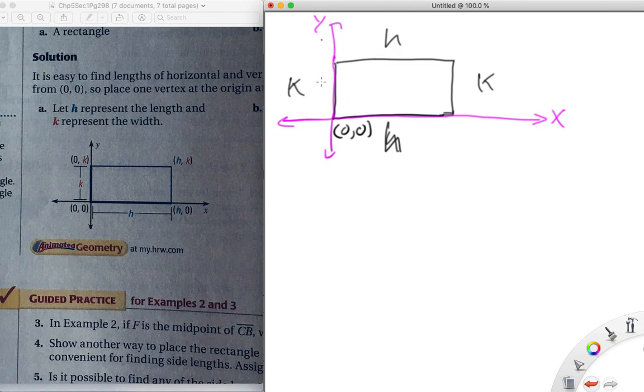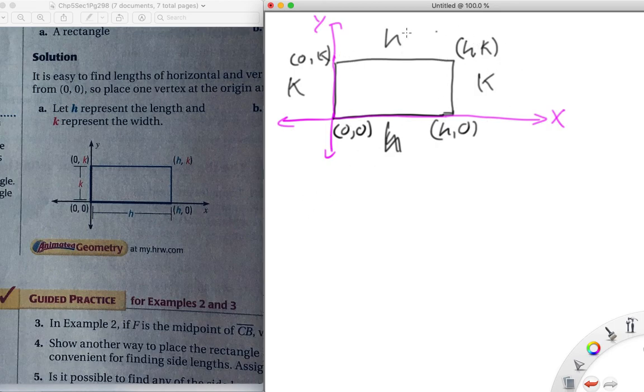Since this distance is K in the Y direction, this changes. Since it's a vertical line, the X coordinate does not change. It stays the same, and this turns into K. Here, if we're going in the horizontal direction, the Y coordinate does not change. So if Y is 0 there, Y is 0 here, and the H changes because we moved the distance of H. Since we moved the distance of H here and up a distance of K here, our X coordinate is going to be H and our Y coordinate is going to be K. So you have H and K.